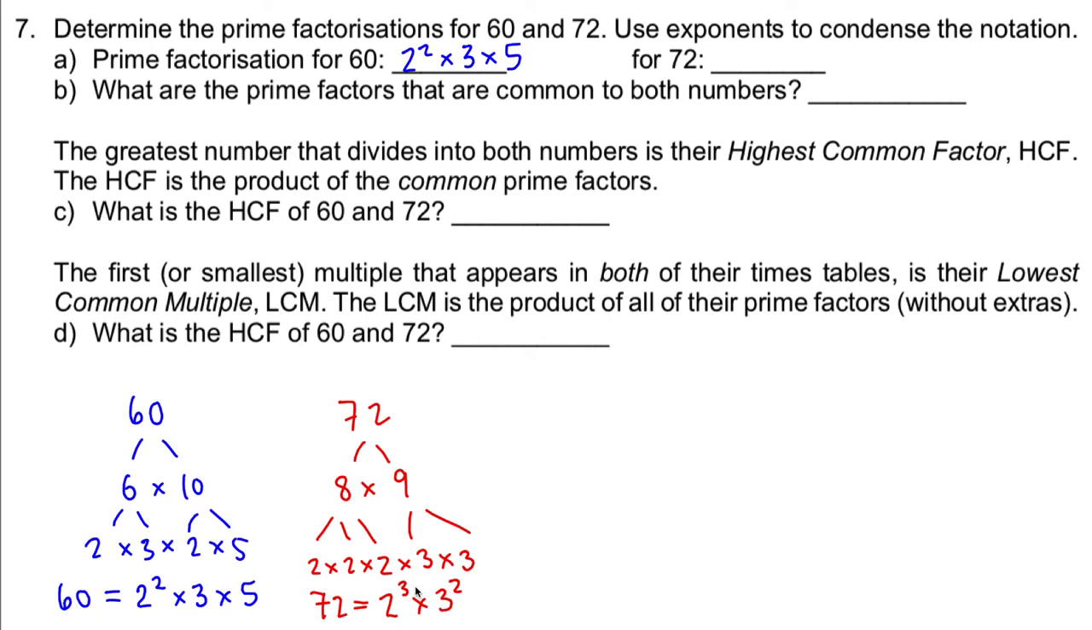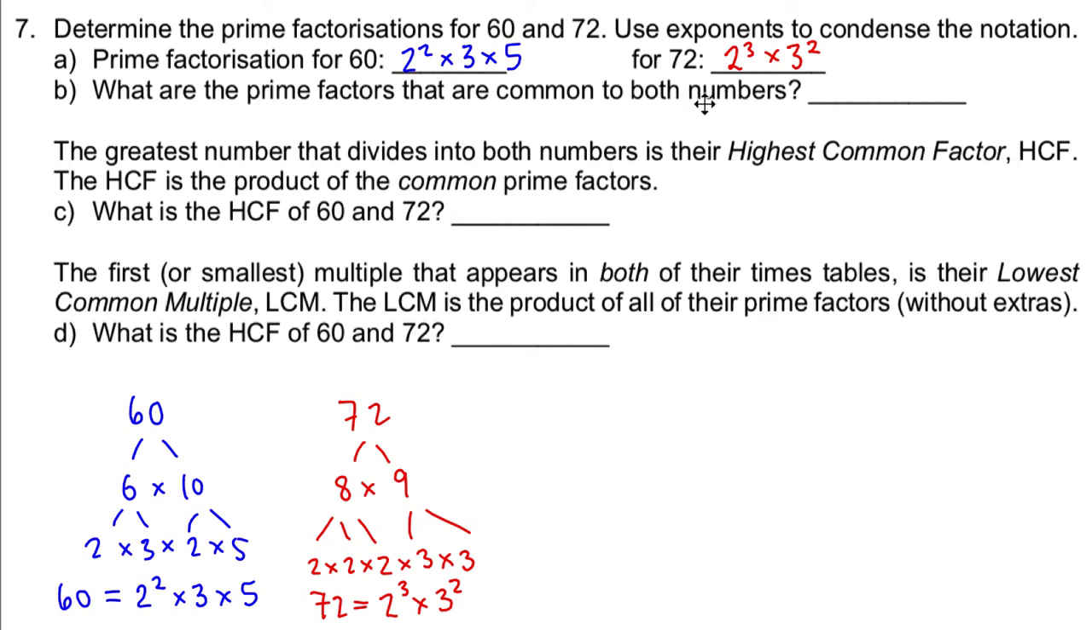And every time you see or hear the word cube, think of a 3-dimensional cube, and when you hear square, think of a 2-dimensional square. So 72 is equal to 2 cubed times 3 squared. And then what are the prime factors that are common to both?